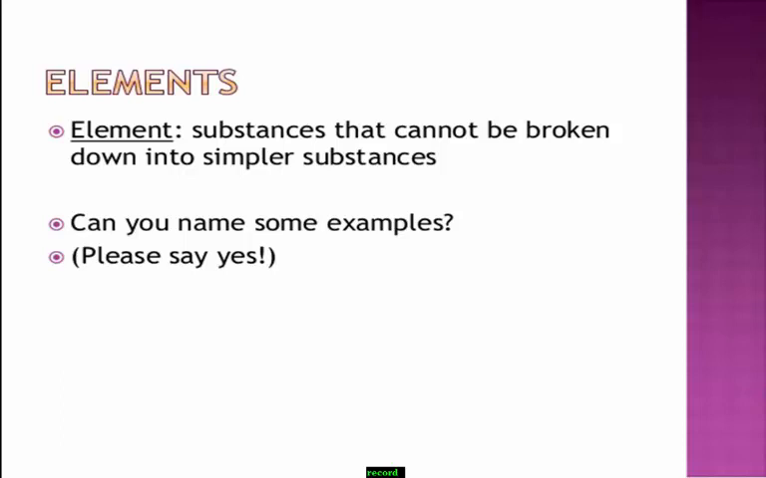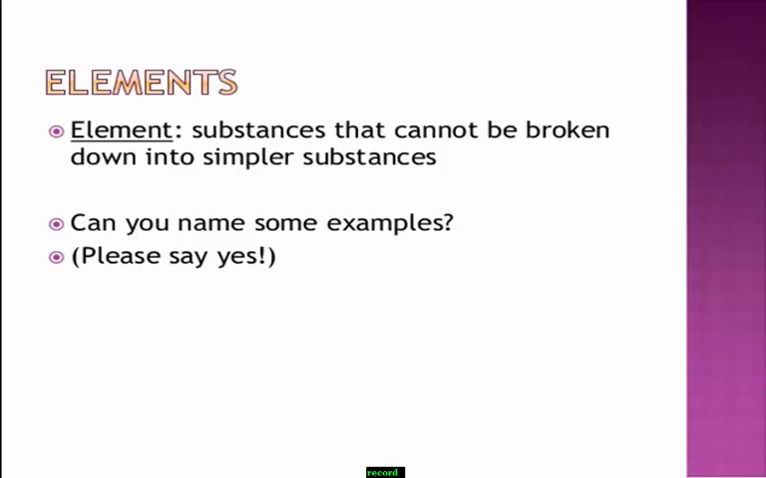What is an element? The substance that cannot be broken down into simple substances. Means an element is a substance that cannot be broken down into smaller parts. Students, in the periodic table, a number of elements are present. The detailed study of these elements in the periodic table we will see later. First, you remember what is an element?